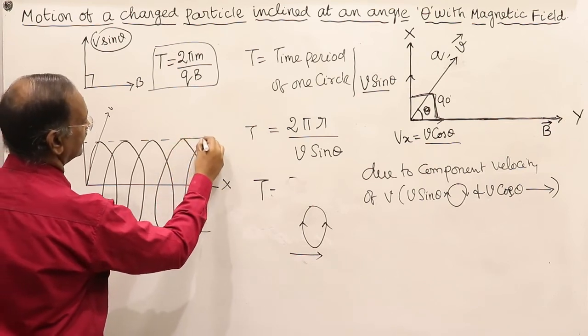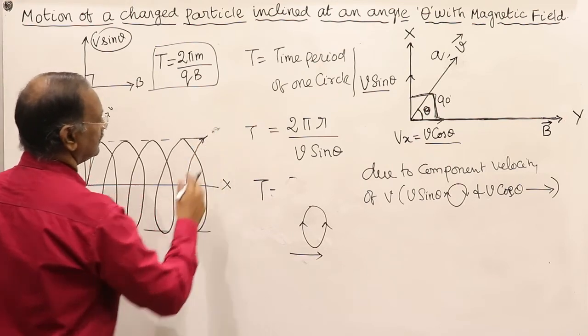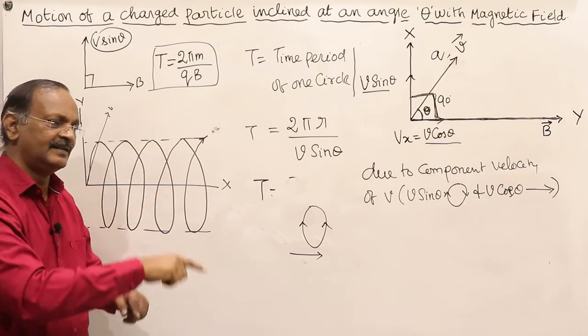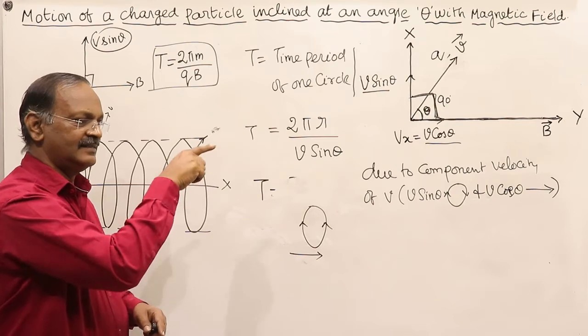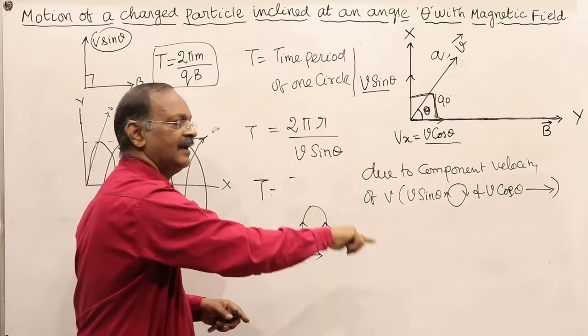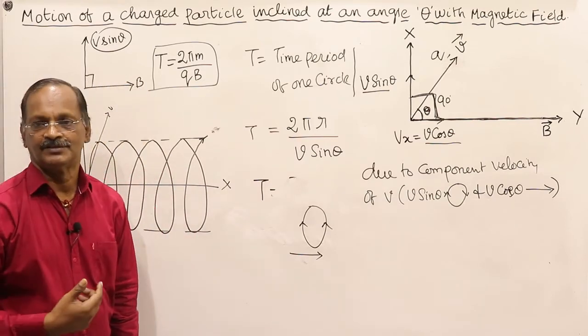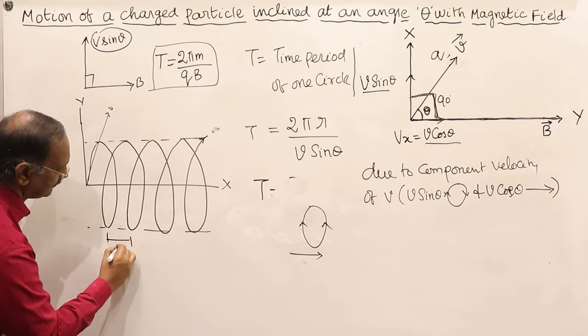Combination of this motion, because it has got two motions, circular as well as linear motion. When combined, it will make a circle. It will make a circle not like this, it will make a circle like this, and it will keep moving in this direction, linear motion also. So this is called pitch P.